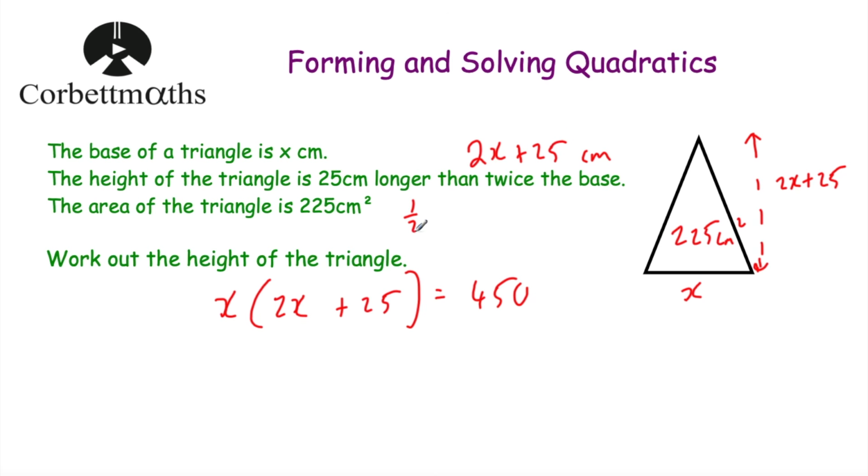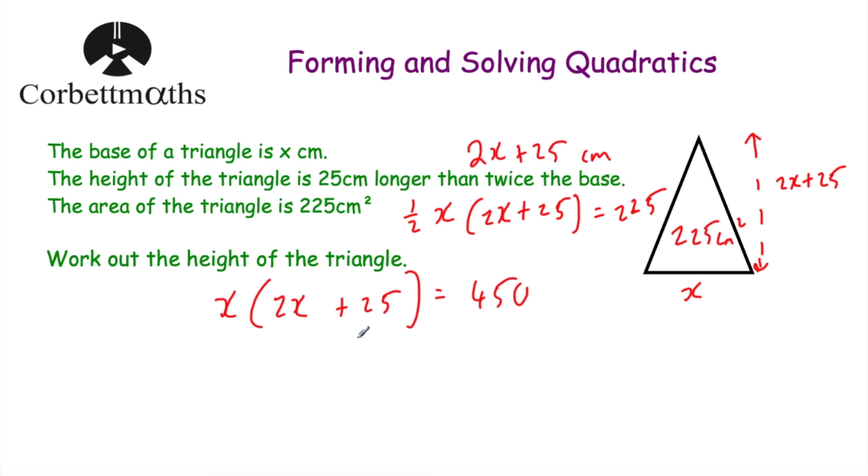Now you could have actually written it out in full. You could have said half the base, so half x, times the height, which is 2x plus 25, is equal to 225. And then to get rid of this half, you could just multiply both sides of the equation by 2. So we can multiply the left-hand side of the equation by 2 to get rid of the half, because 2 times a half is 1. And if you times 225 by 2, you get 450. Okay, so that's fantastic. So we've now got the base times the height is equal to 450.